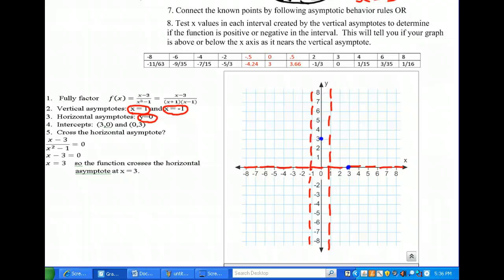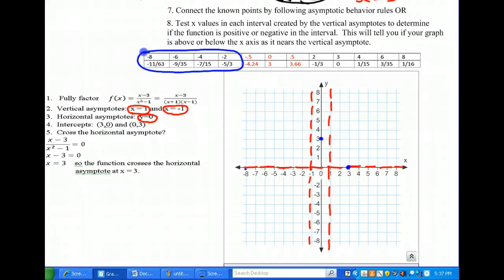So our next step is to plot the graph on each section that has been divided up by the vertical asymptotes. If we look at our table for the first section, it goes from -8, and the asymptote is x equals -1. So here's our first section. If we plot these points, here we have -8 and -11/63. So it's a pretty small number. So it's somewhere over here.